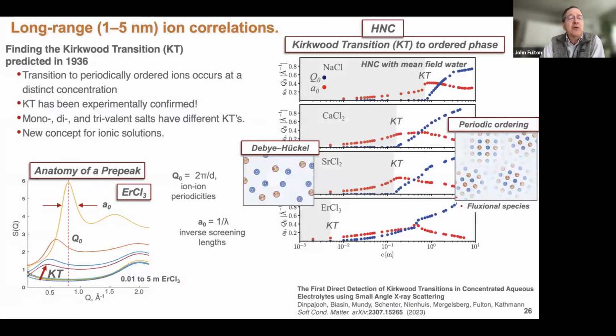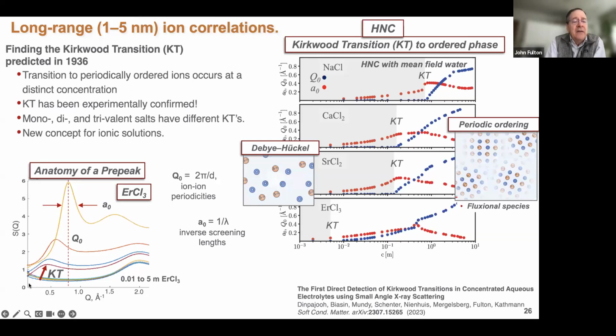And to give you then the quick anatomy of this pre-peak, one of our favorite solutions is erbium chloride, and erbium is a very high Z cation, and so we get very strong scattering from the erbium. In fact, if you look at these solutions in the 1 to 5 molal region, this peak is so intense that it dominates the entire small angle and wide angle scattering region.